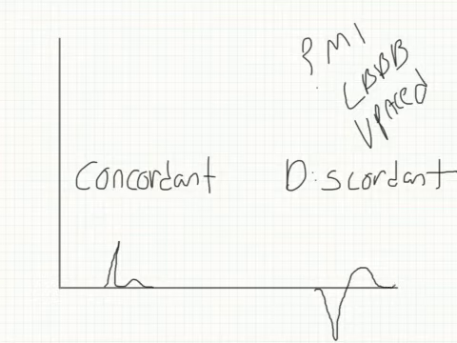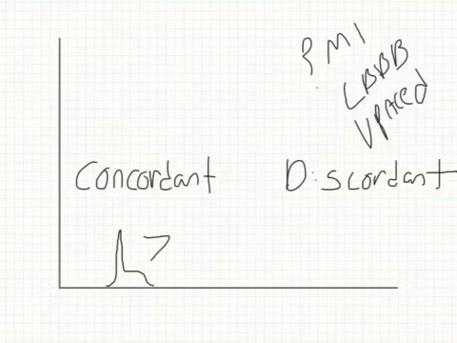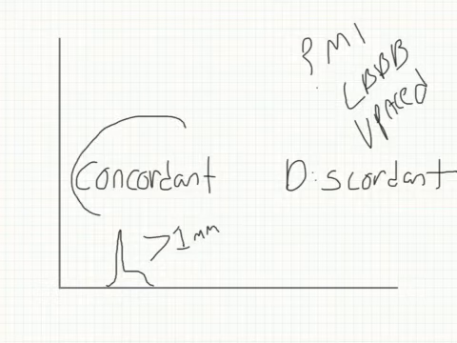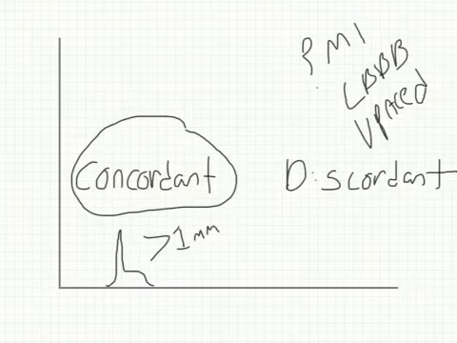So keeping these two terms in mind, the Sgarbossa criteria says that if we have greater than 1 millimeter of concordant elevation, that's the highest criteria for identifying an MI.